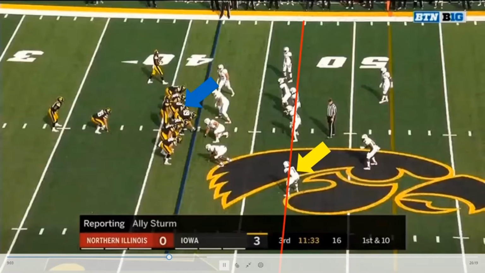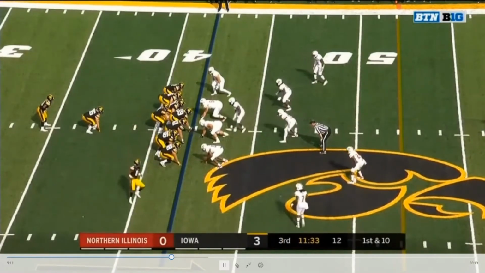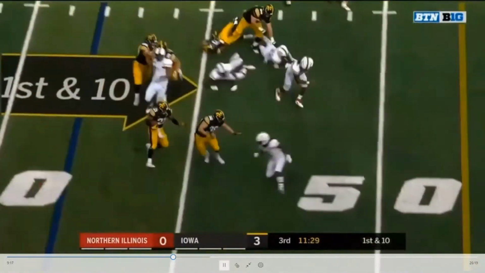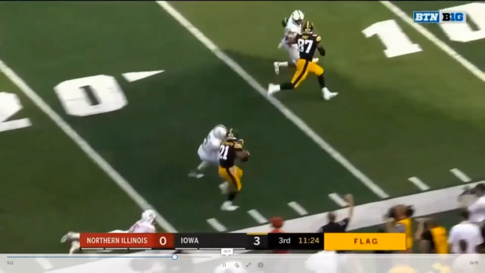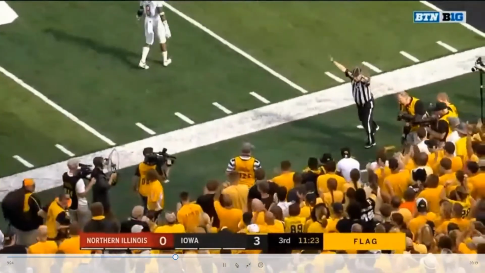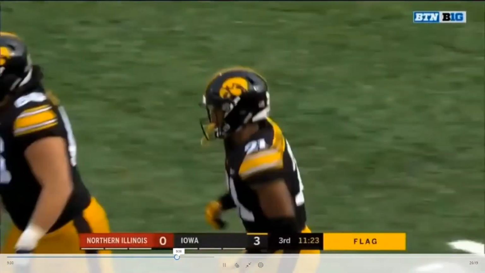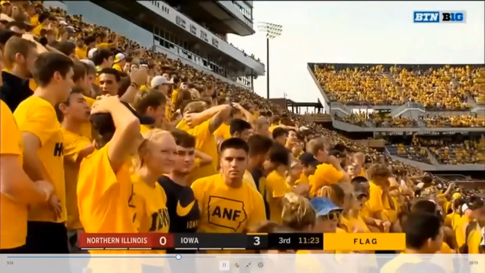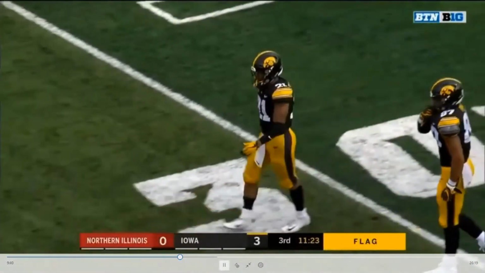So here we go. He's going to come up to try to break up the lead block, and he's going to go low. That block is right at the 47. It is not flagged, and it wasn't meant to be flagged. This is a legal block because it's right at our 5-yard limit.